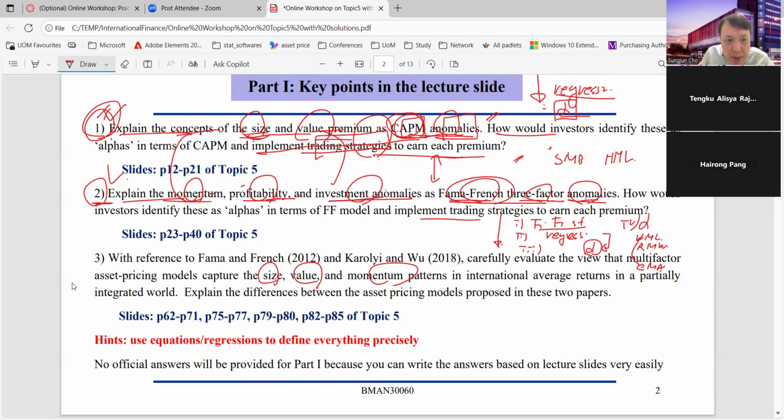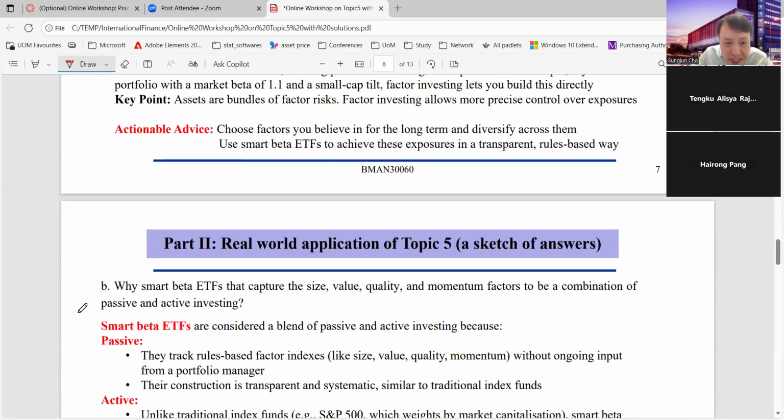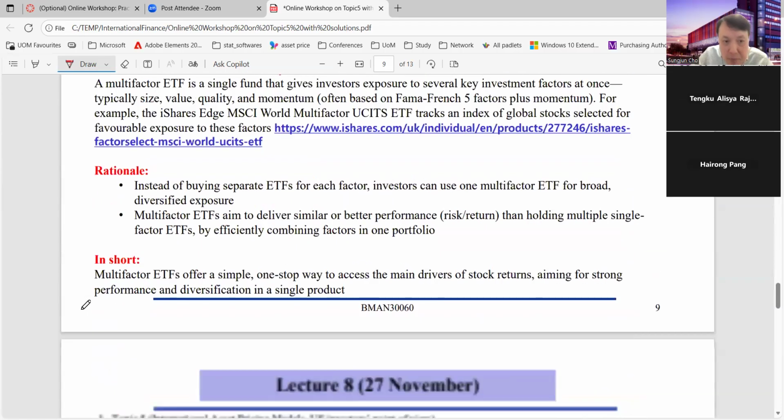So let's say I ask you to explain the concept of size and value premium in the international stock market. How would you approach that? You need to first start by talking about the benchmark model. Then you cannot use the US domestic model, US CAPM or Fama-French 3-factor model. What should be the model you need to use? What should be the benchmark model? Then you need to think about the regression based on the benchmark model. It's the same structure.